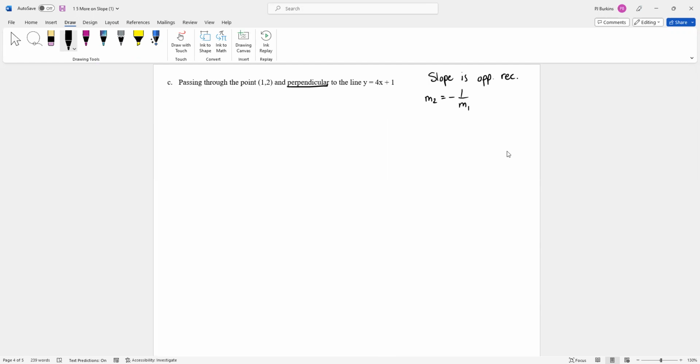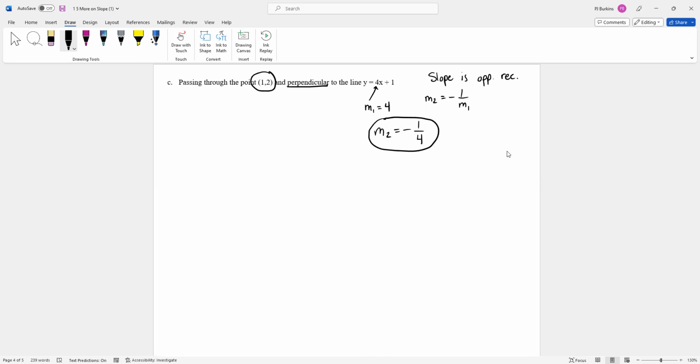So the first line here tells us that its slope is 4. Therefore, our slope for the second line, which is perpendicular, has to be -1 over that, or -1/4. Right? That was flipping the fraction over and taking the opposite sign. So this is the slope of our line, and this is a point that our line must go through.